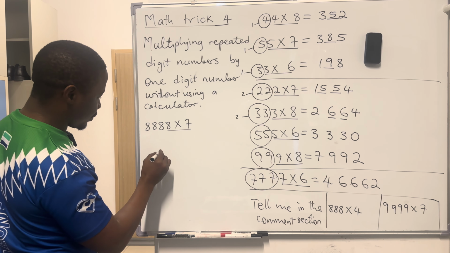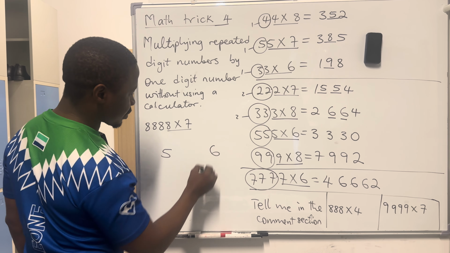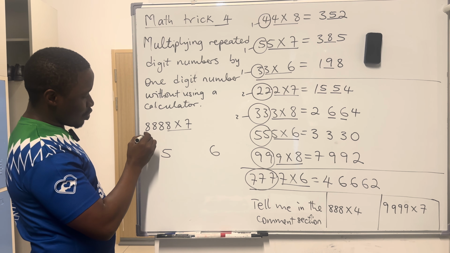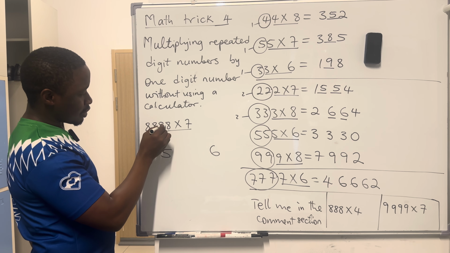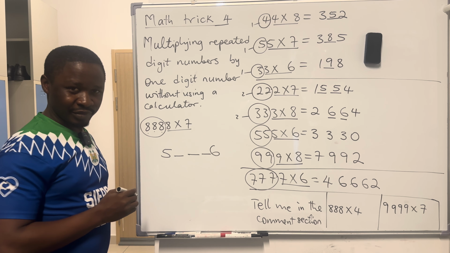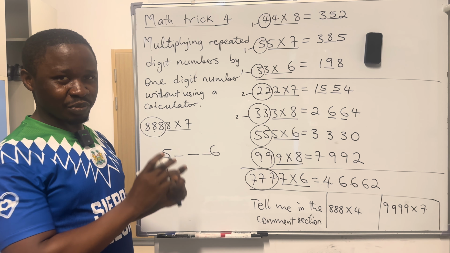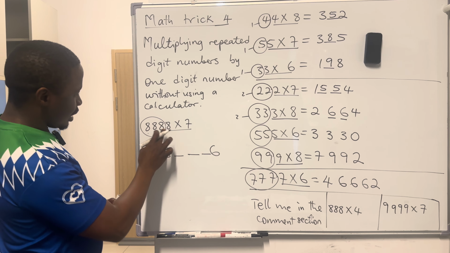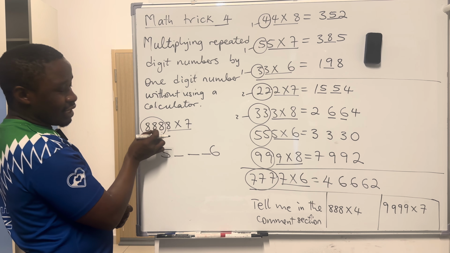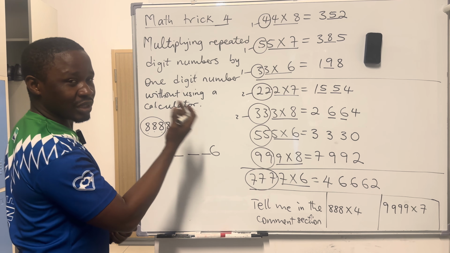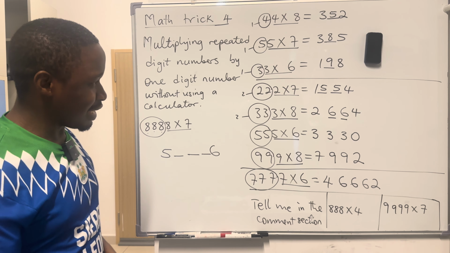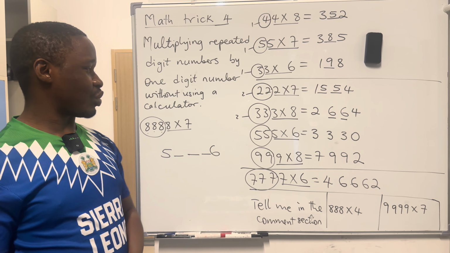8 times 5 is 56. How many digits are we inserting? 1, 2, 3. Please let us pay attention. 8 times 7 is 56. We are inserting how many digits? 1, 2, 3. Okay. There is a condition here we need to consider, which we did not find in those ones.